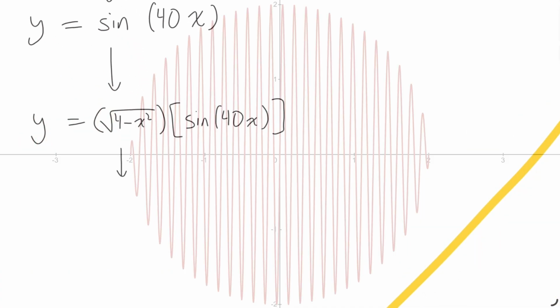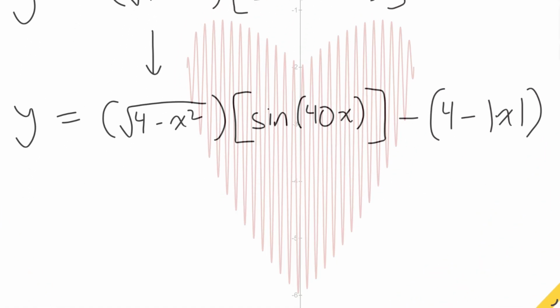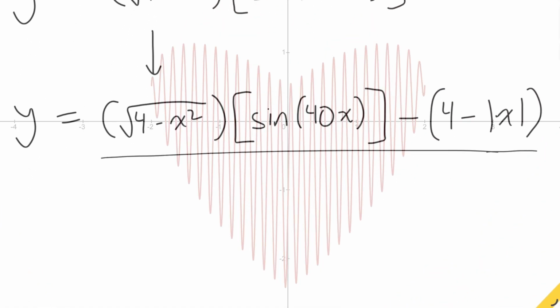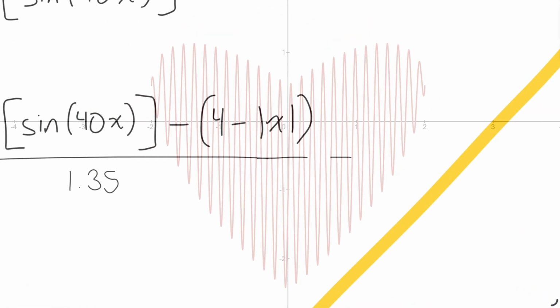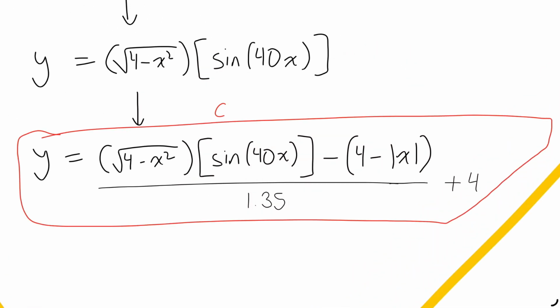So we get this thing here, which is a kind of vaguely coloured in circle. So now we just need something to give us that heart shape, and that comes in the form of subtracting 4 minus the absolute value of x from both sides. Then you can just divide by something to make it less elongated and add a constant to center it roughly at the origin. And there you go, your own custom heart graph.